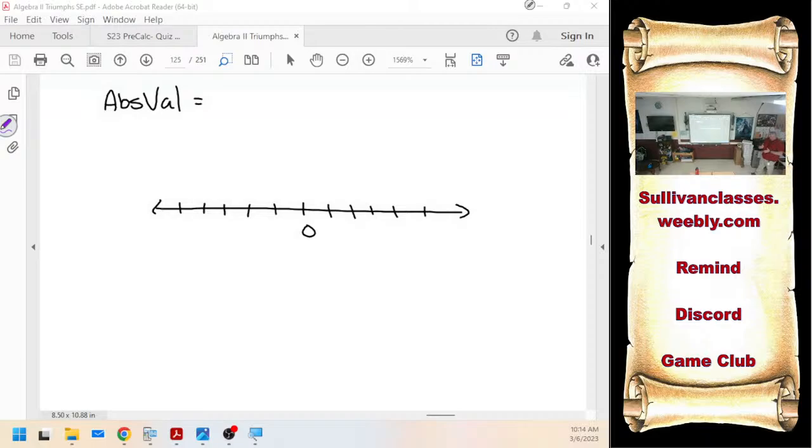Now think about this. If it's 11 miles from my house to the school, is it negative 11 miles from the school to my house? No.